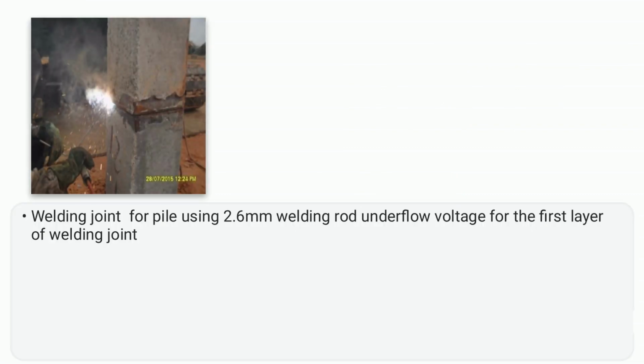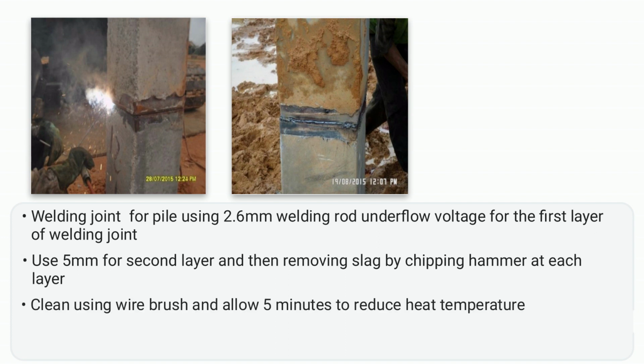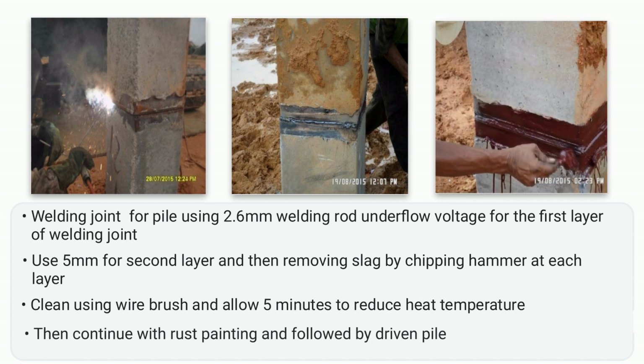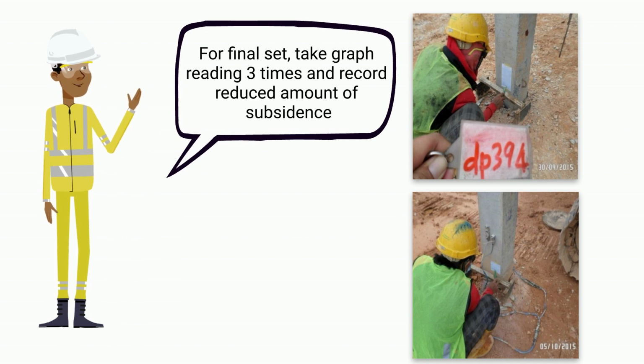Welding joint for pile: use 2.6 mm welding rod under low voltage for the first layer of welding joint. Use 5 mm for the second layer and then remove slag by chipping hammer at each layer. Clean using wire brush and allow 5 minutes to reduce heat temperature. Then, continue with rust painting followed by driven pile. For final set, take graph reading 3 times and record reduced amount of subsidence.